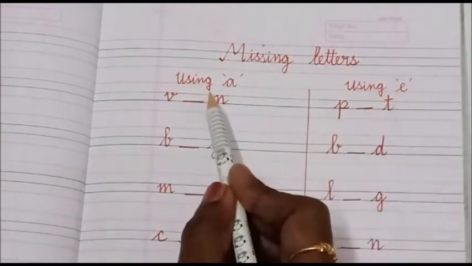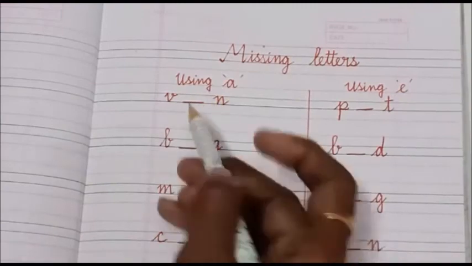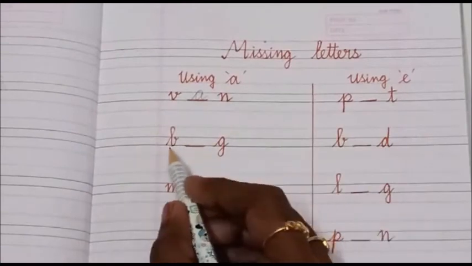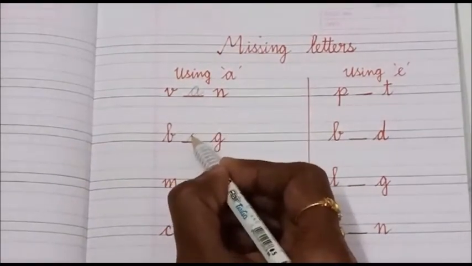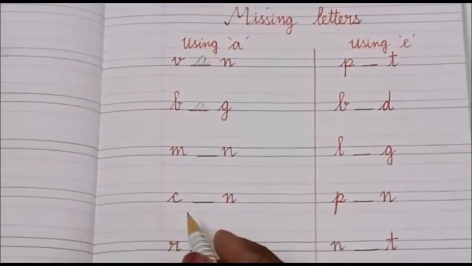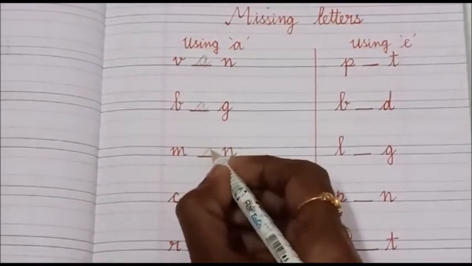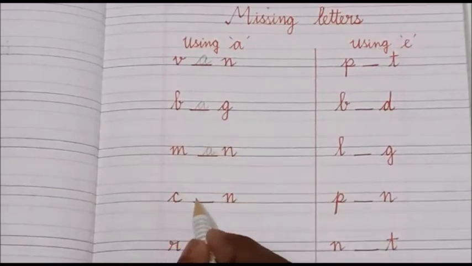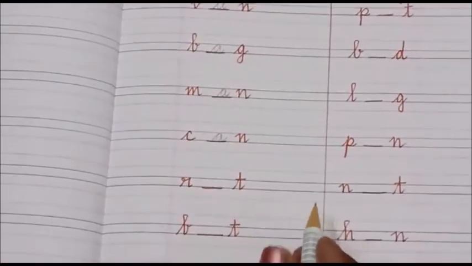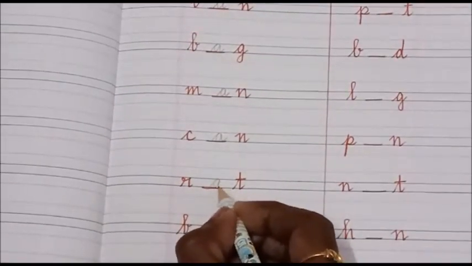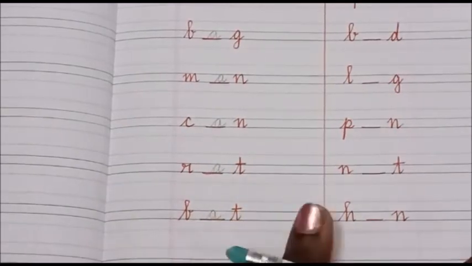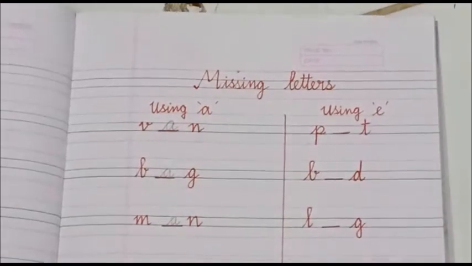Okay, see, using A, V dash N, V-A-N, van. Okay, this is how you have to do it. B dash G, B-A-G, bag, because I have given that this side should be filled with letter A. Okay, good. M dash N, M-A-N, man. Next, C-A-N, can. Next, R-A-T, rat. B-A-T, bat. Okay, we have completed one side. Move on to the other side.